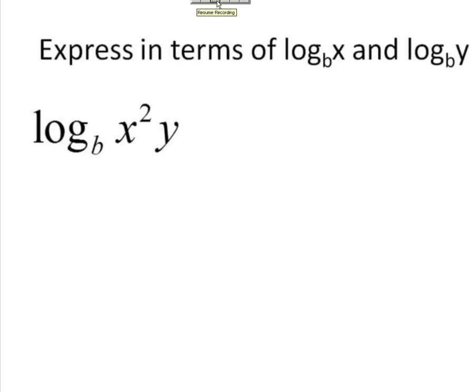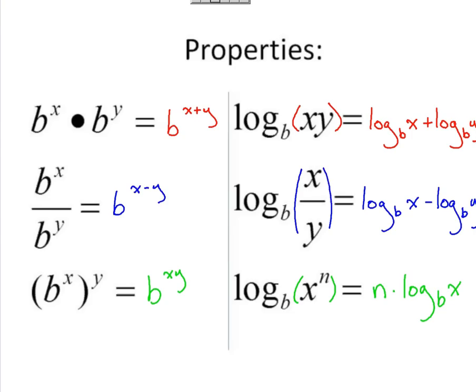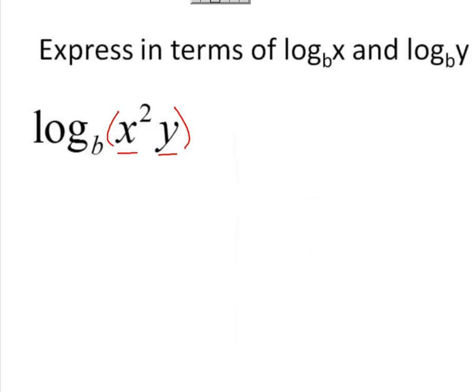All right, so we're going to start with a single logarithm that we've got to express in terms of log base b of x and log base b of y. If you look at the single logarithm as it's written, you've got log base b of x squared y. What's being plugged into the logarithm is a product. Because that's a product, I'm going to apply my first property right here that allows me to split up that product and create some addition.